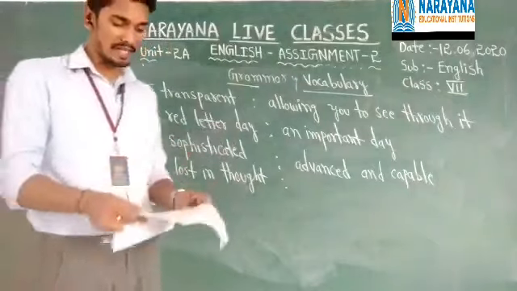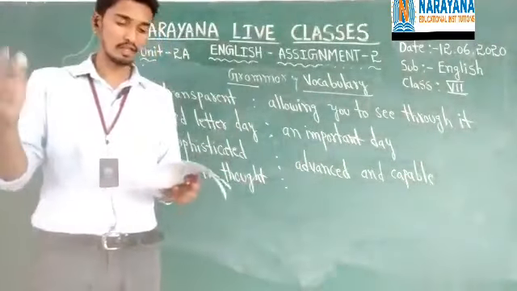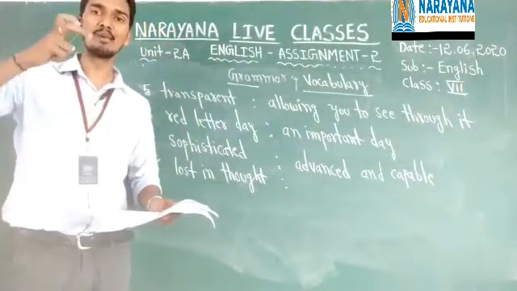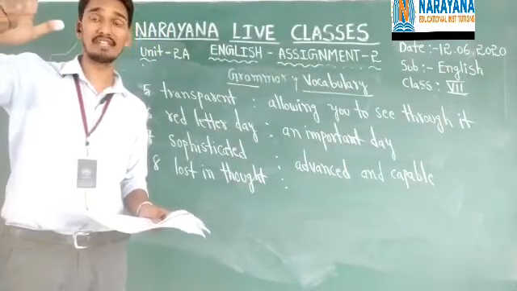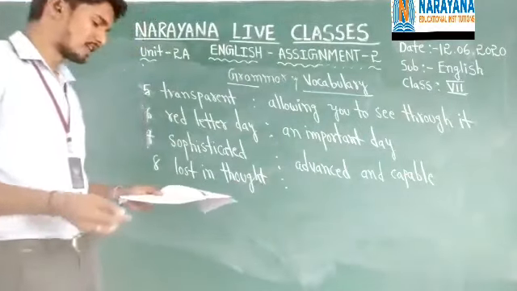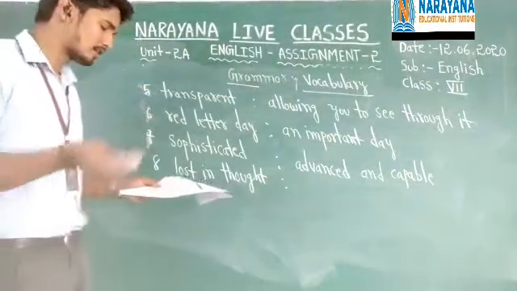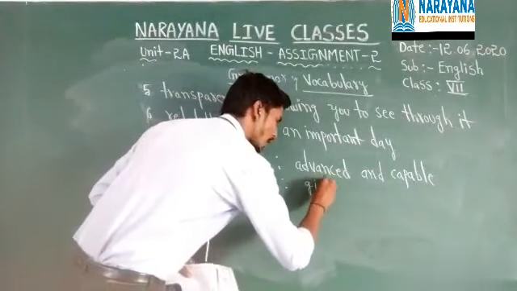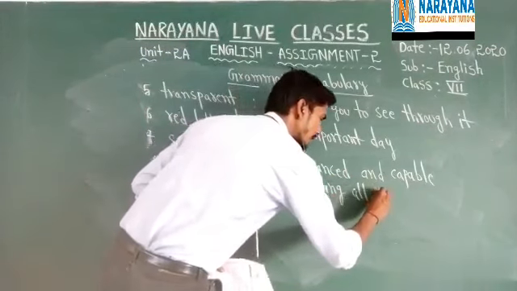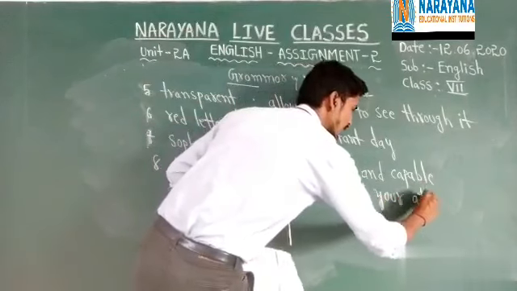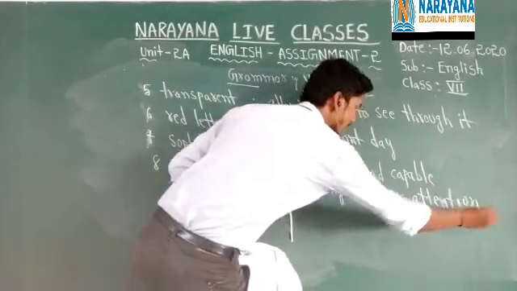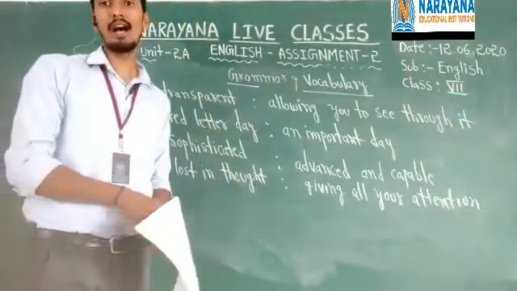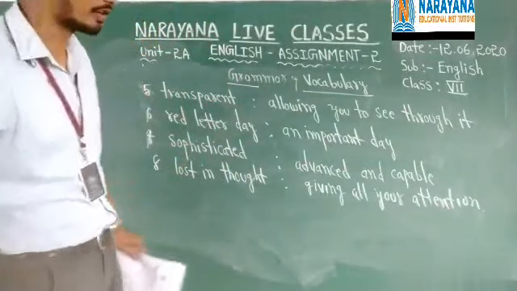Lost in thought. Here the meaning is giving all your attention to something so that you do not notice what's happening around you. That means involving yourself in one particular aspect completely without knowing what's happening in and around you. The meaning is a bit lengthier, but still we need to know it: giving all your attention. In a simple manner you can say giving all your attention without being distracted by anything else. So that's all about the vocabulary part, and let's see what other aspects we have in this worksheet.